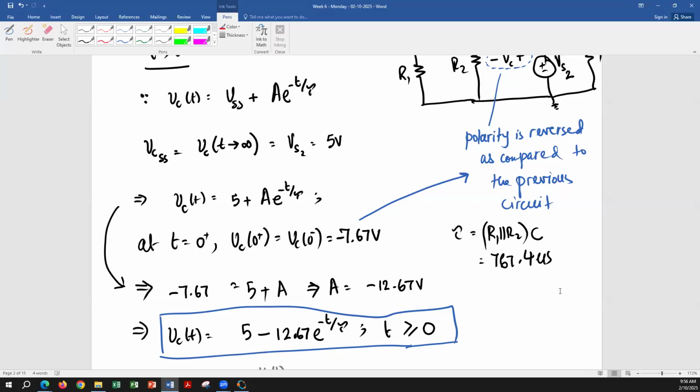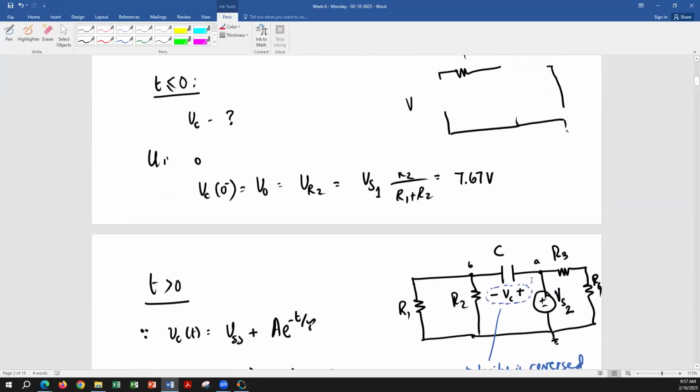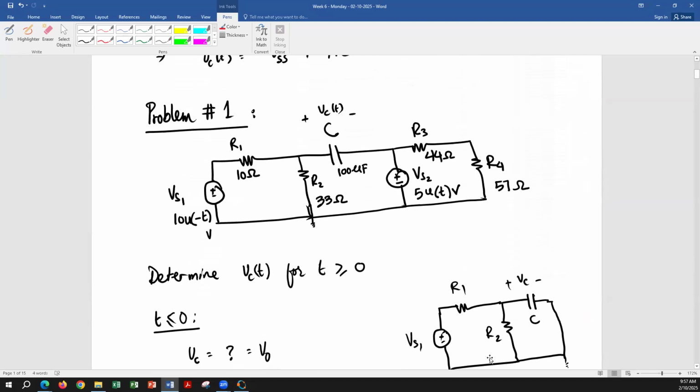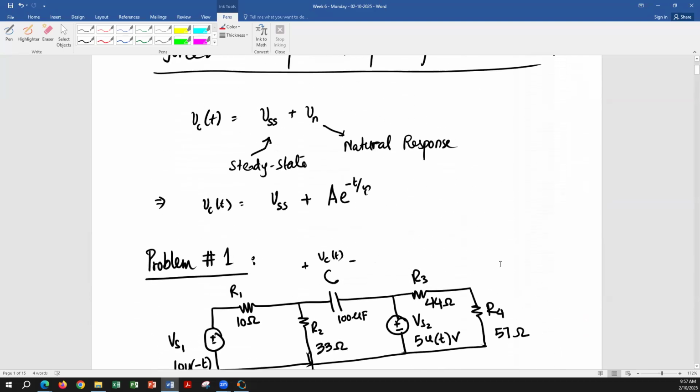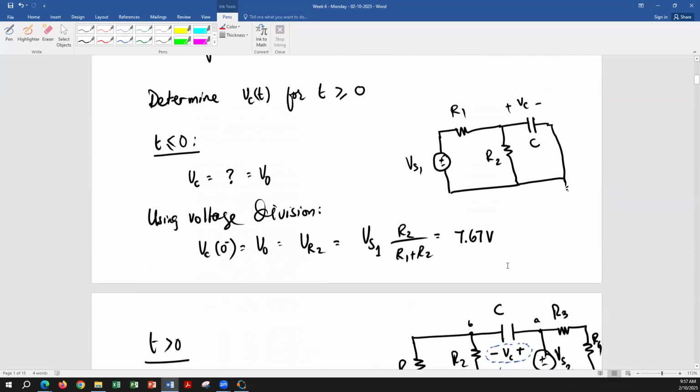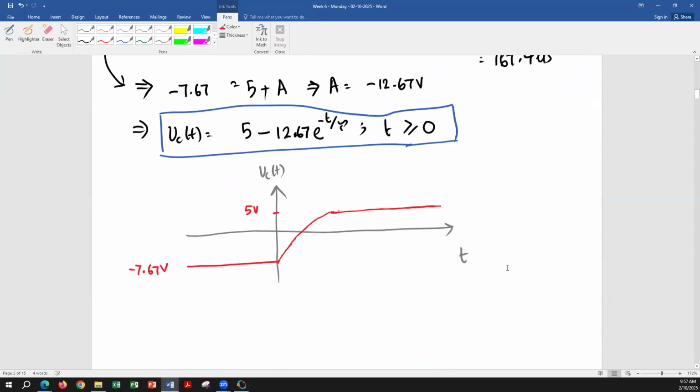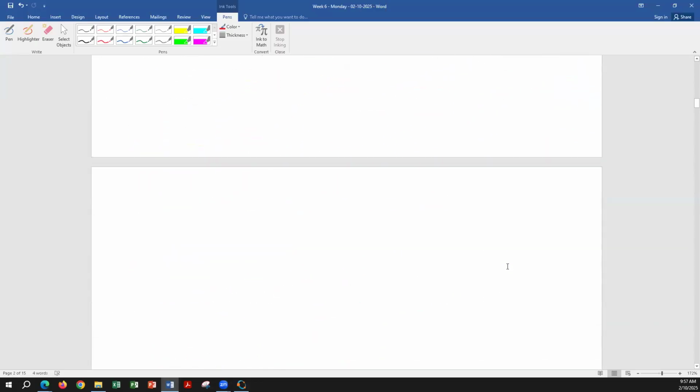Because other than that, the process is not difficult. Most of the time, you're not even applying any KVL or KCL or any mesh analysis or nodal analysis in these type of circuits. All right, let's go to another problem.